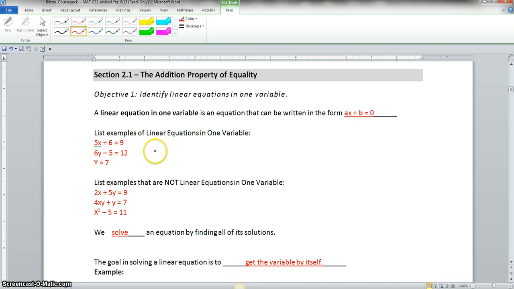and that would be a linear equation in one variable. And then now we list examples that are not linear equations in one variable. And if you notice here, this has more than one variable, or you had a variable taken to an exponent besides 1. Okay, now we solve an equation by finding all of its solutions.